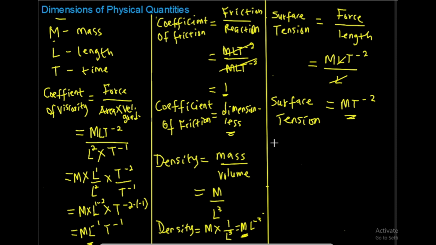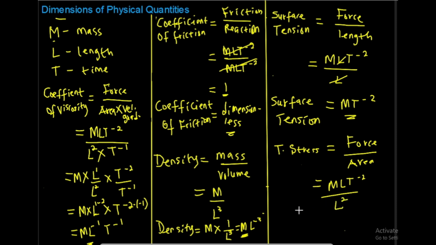We can also take tensile stress. Now, tensile stress mathematically is equal to force over area. The same with pressure, if you recall. So tensile stress will have the same dimension as pressure. So let's finish it up. Force is M L T raised to power minus 2, and area is L squared.